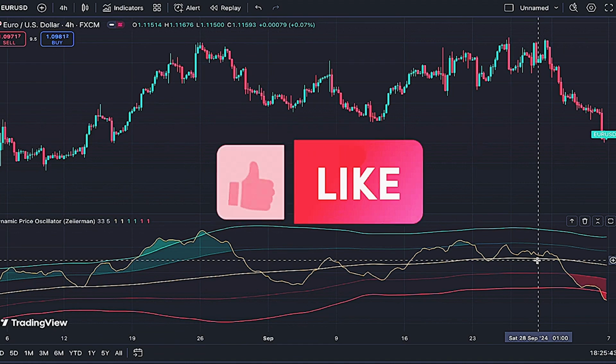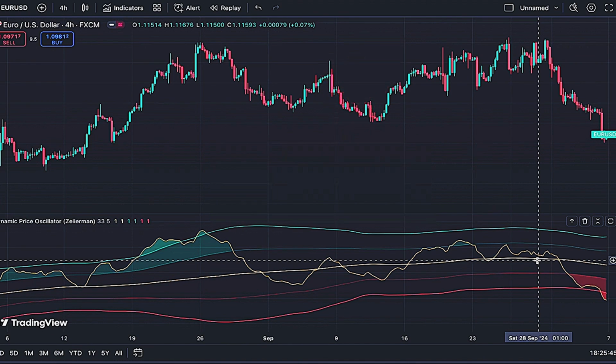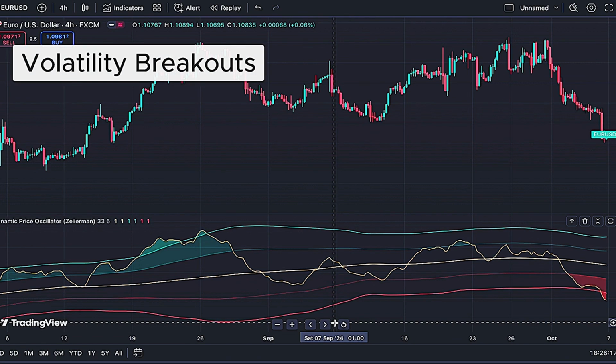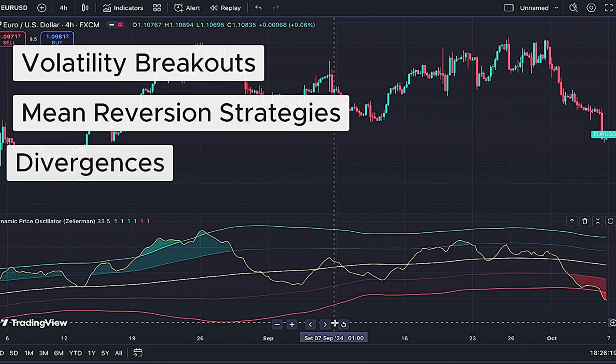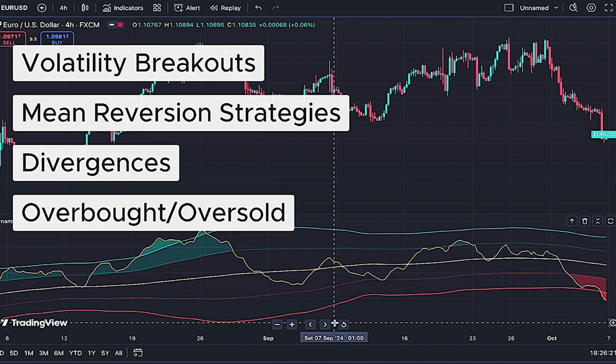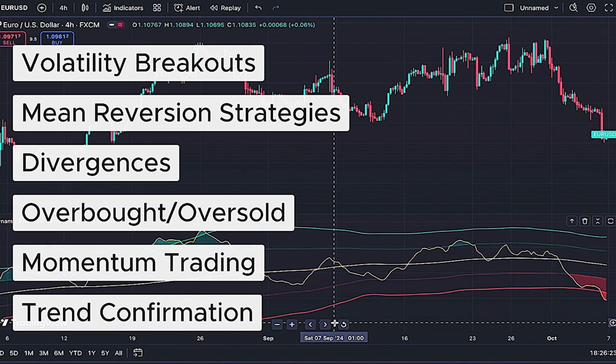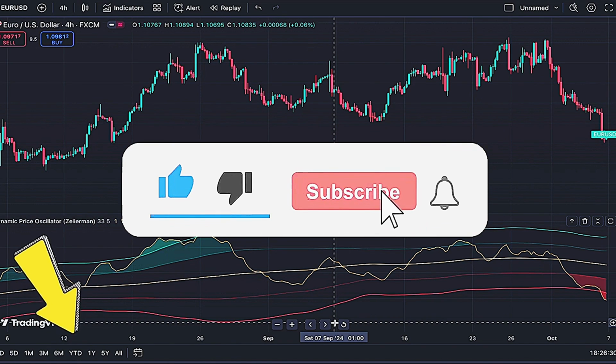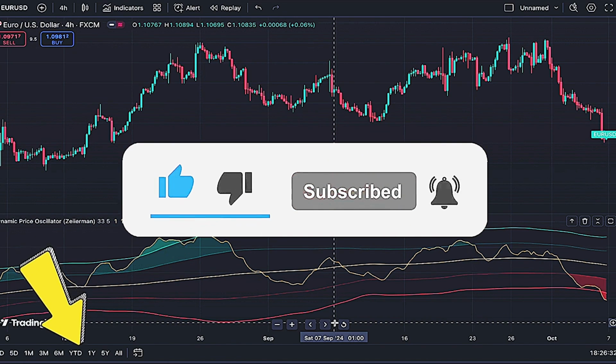So it gives the picture of volatility from another perspective because here, as I said, momentum measurement is also considered. This is a very powerful indicator that has different use cases. It can help you with volatility breakout, mean reversion strategies, divergences, overbought, oversold conditions, momentum trading, and trend confirmation. I have a complete guide to this indicator. The link is also placed in the description and make sure you watch it later.